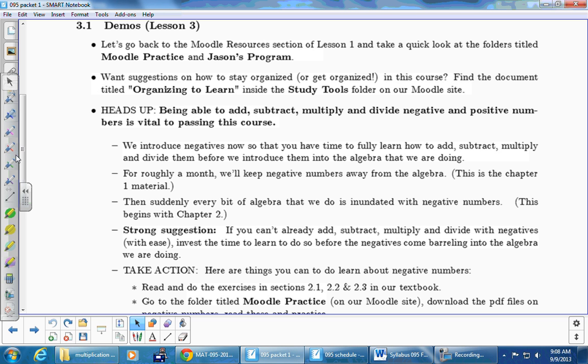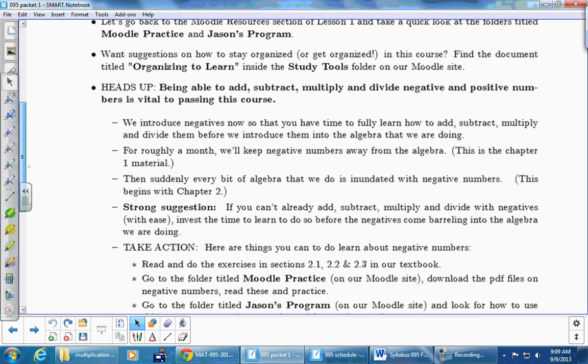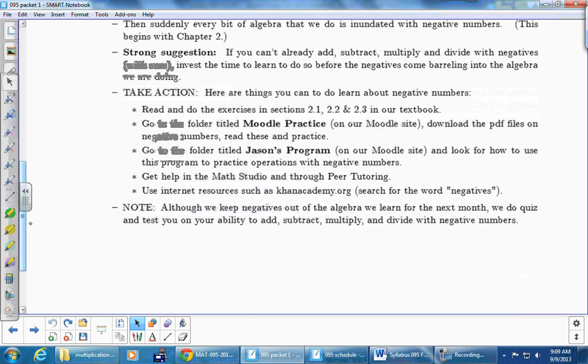Yeah, everything that we do is all of a sudden going to have negative numbers every place. So for this first few weeks, we're going to keep negative numbers away from the algebra. And then all of a sudden, the negative numbers are just going to come barreling into just about every problem that we do. Leanne? Strong suggestion. Okay, thank you. Sophie.